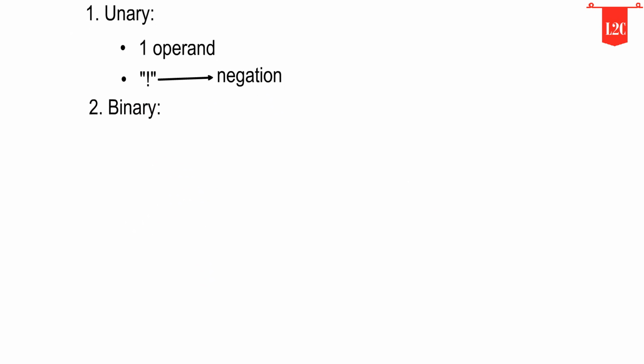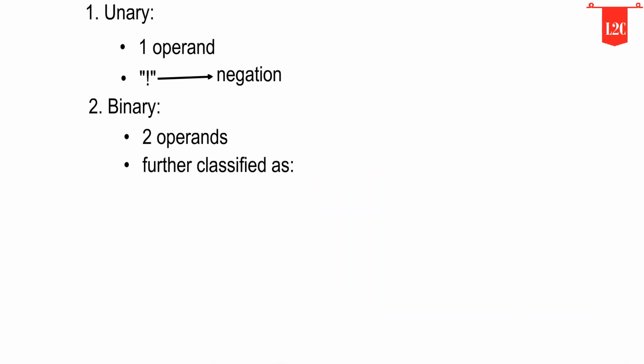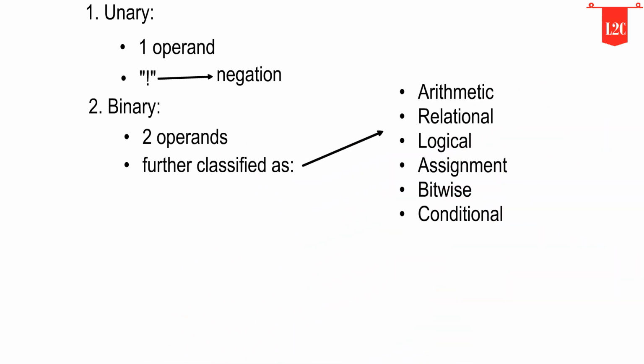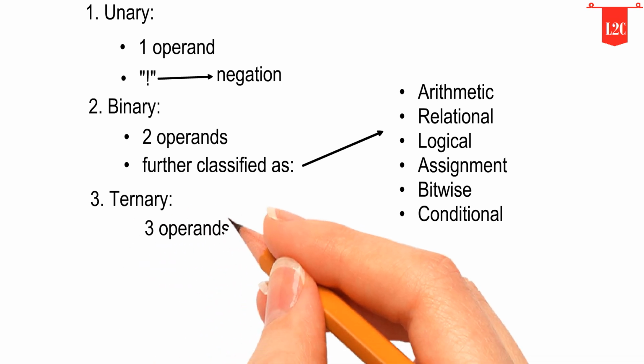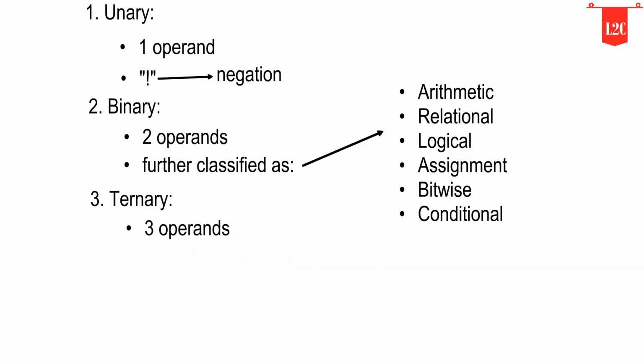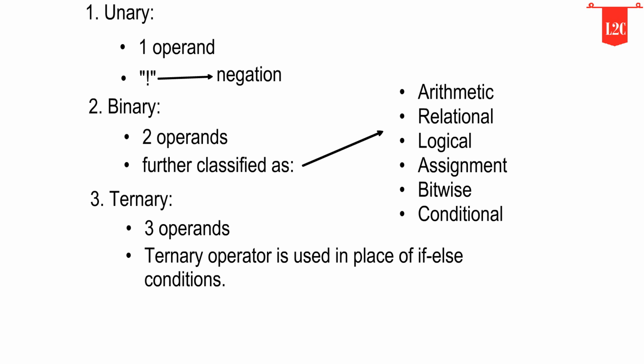Second, binary, it involves the use of two operands. They are further classified as arithmetic, relational, logical, assignment, bitwise, conditional. Third, ternary, it involves the use of three operands. For instance, a ternary operator is used in place of if-else conditions.